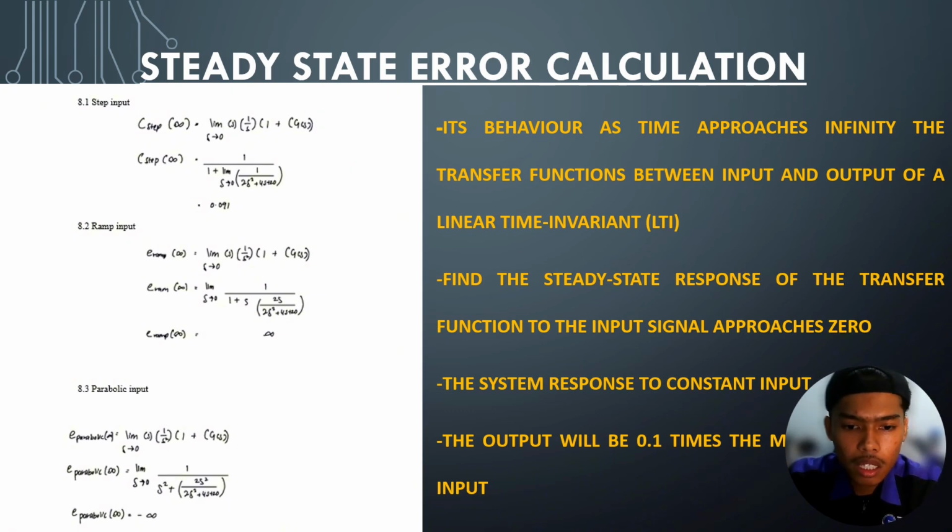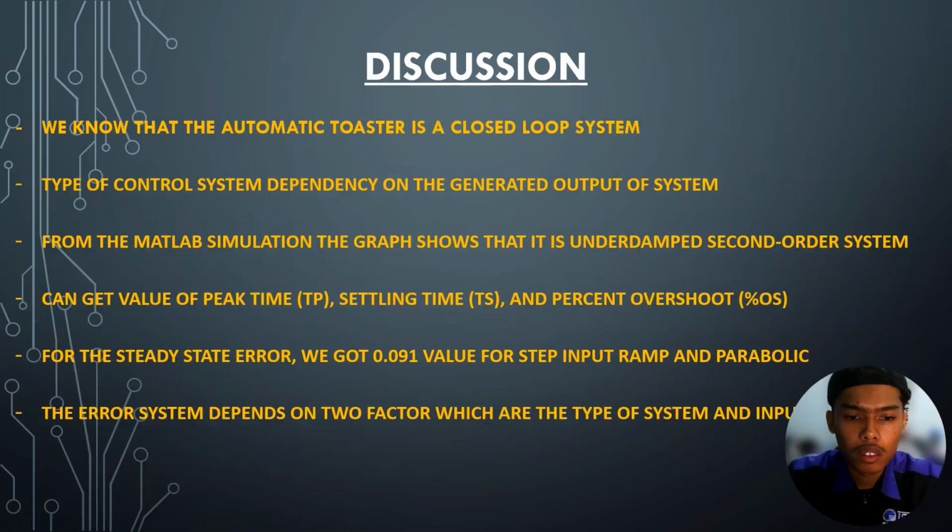Okay, next. For the discussion, we know the automatic toaster is a closed loop system. A closed loop system is a type of control system in which the control action depends on the output of the system. In simple words, the output of the system influences the control input applied to the system.